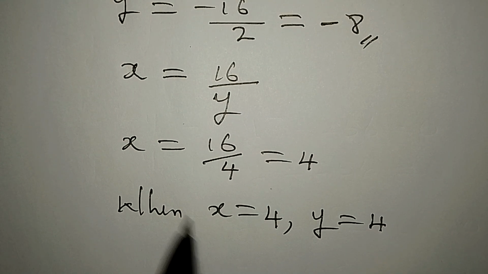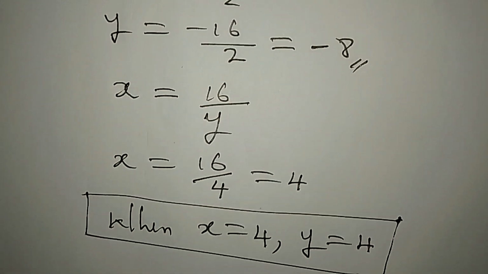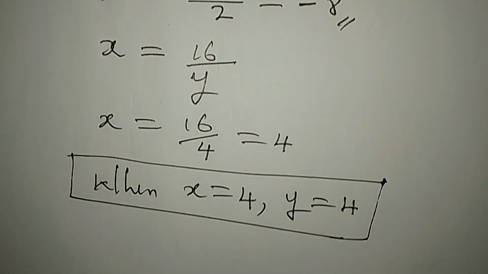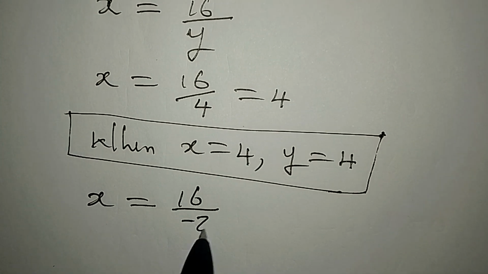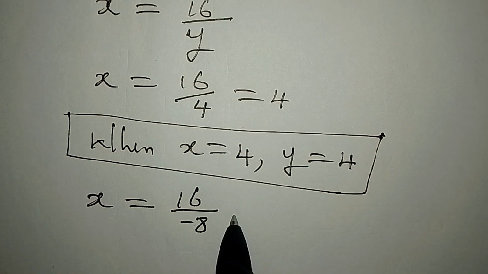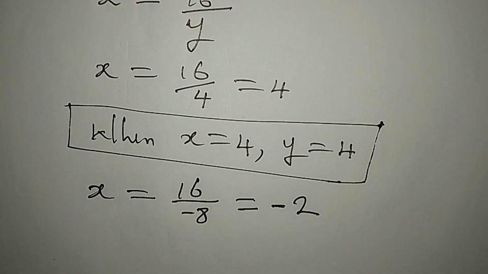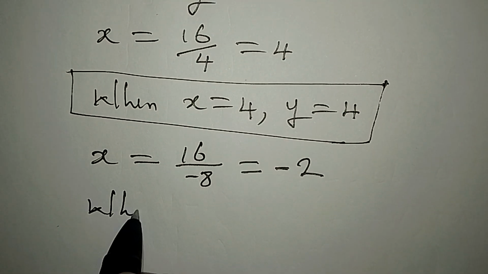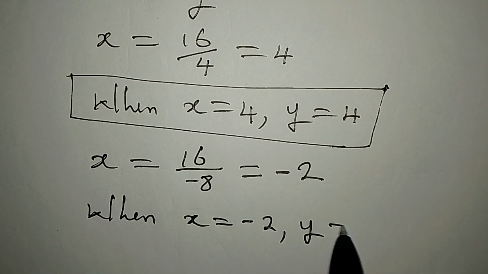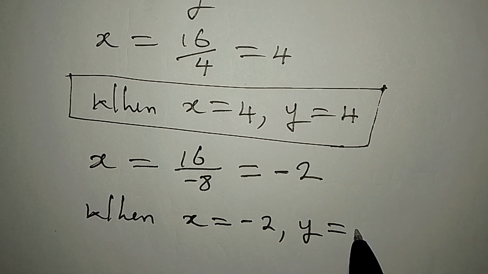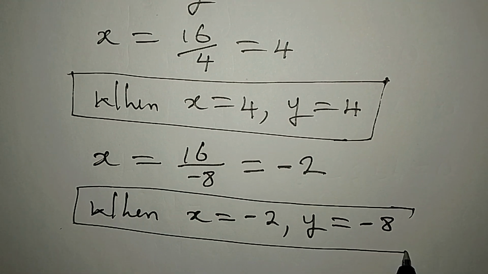Okay, so this is the first solution. Then let's pick the second, which is minus 8. So x will now be equal to 16 over minus 8, because y is now minus 8, and this will be equal to negative 2, right? And then we are saying that when x is equal to negative 2, y is equal to negative 8. So this is also another solution to the problem.